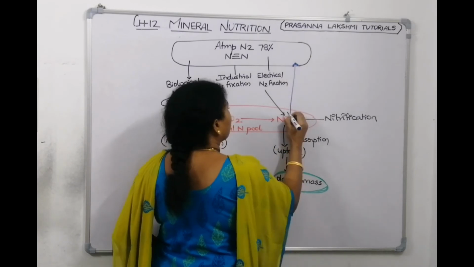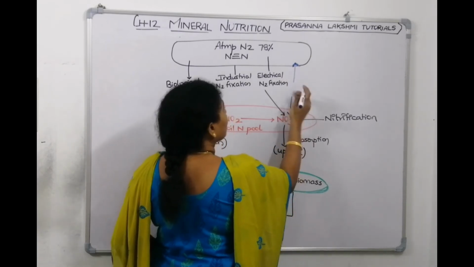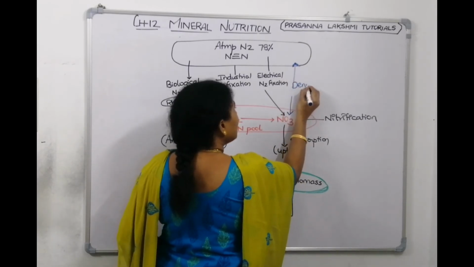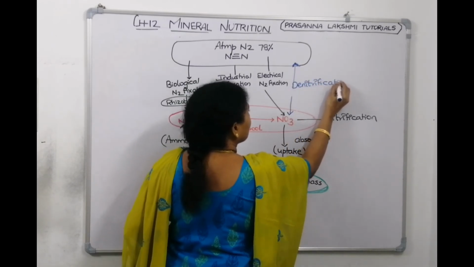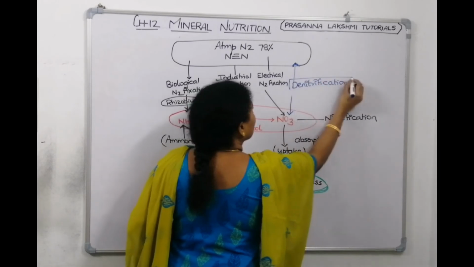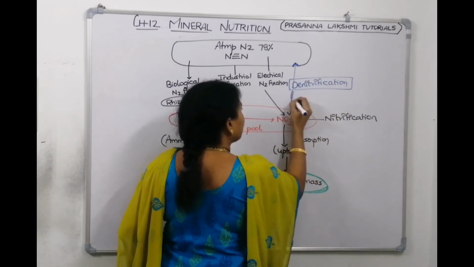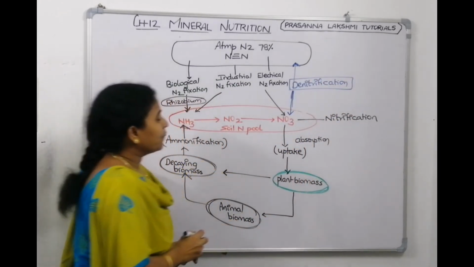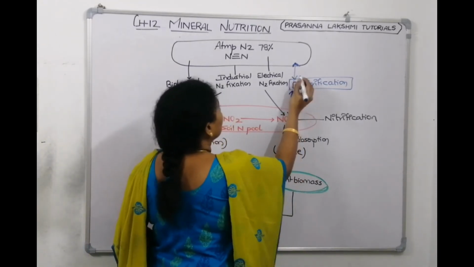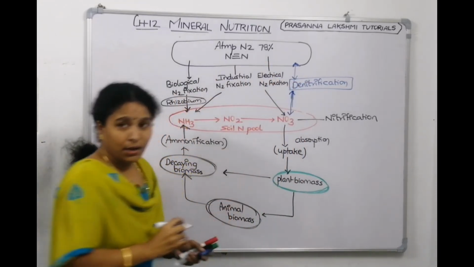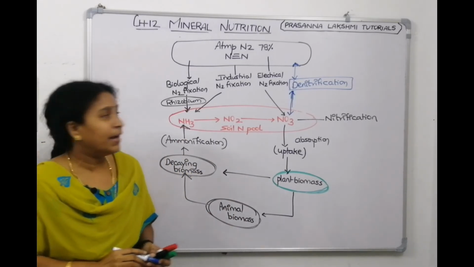So this arrow, children, what is this called? This is called denitrification. This step is called denitrification, right? In denitrification, NO3 gets converted to N2.